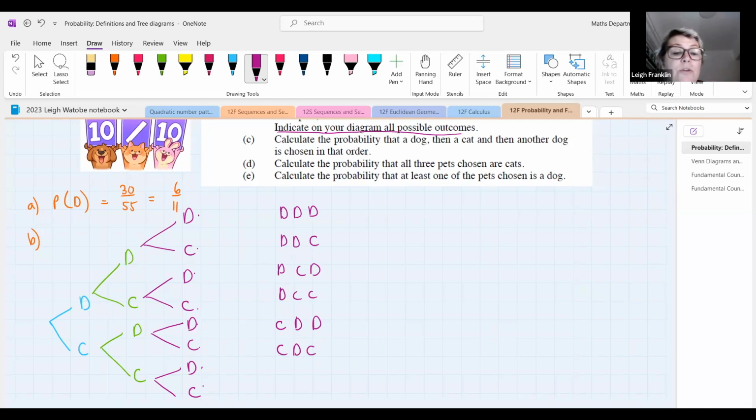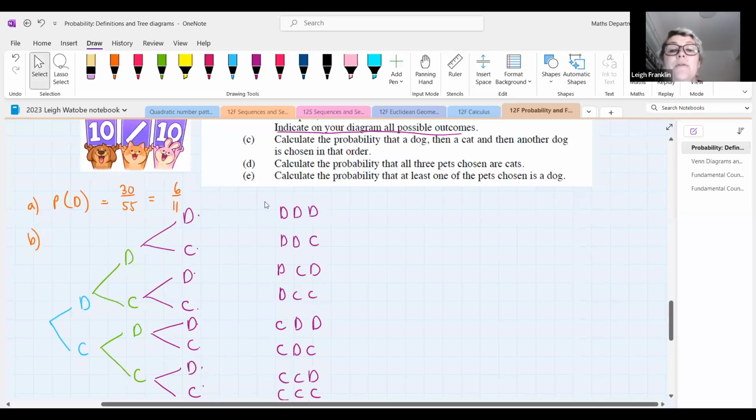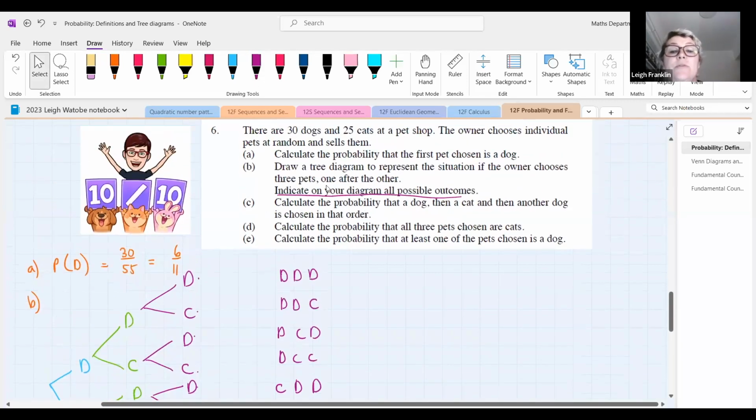How many have I got? 1, 2, 3, 4, 5, 6. We're on the last branch now. So cat, cat, dog, or cat, cat, cat. Okay. The other thing that they would expect us to be able to do is calculate the probabilities going along the branches.